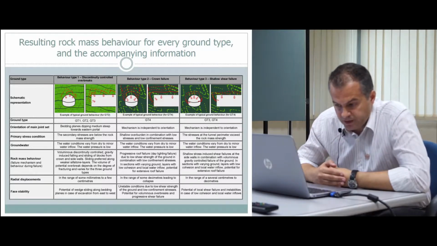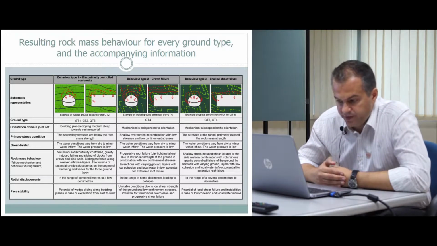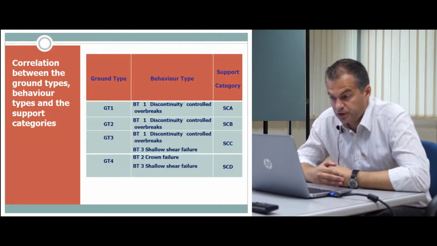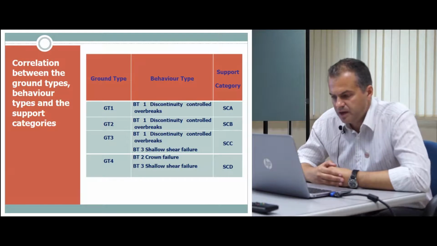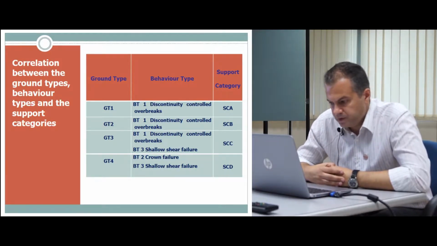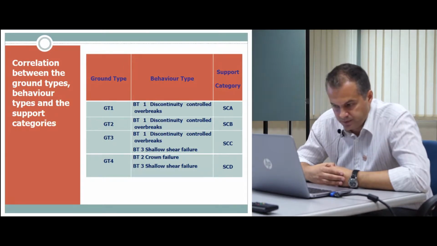Then the radial displacements will be calculated. In the first case, it is minimal to 0, and in the two other cases, we may have some small strains. In the last case, in the range of several centimeters to decimeters.